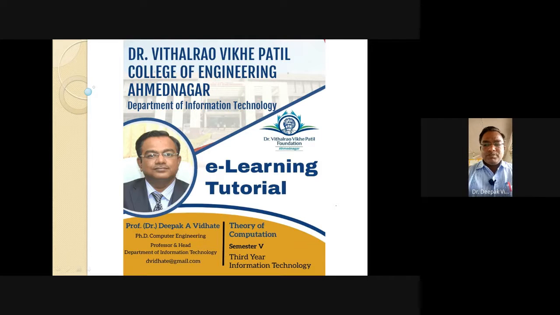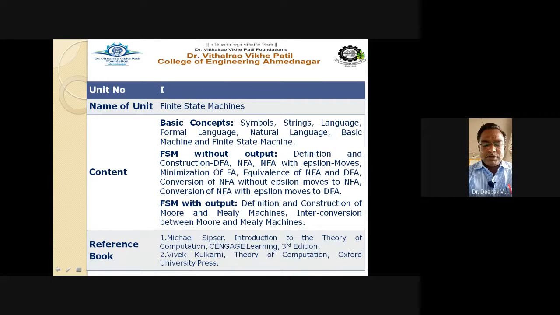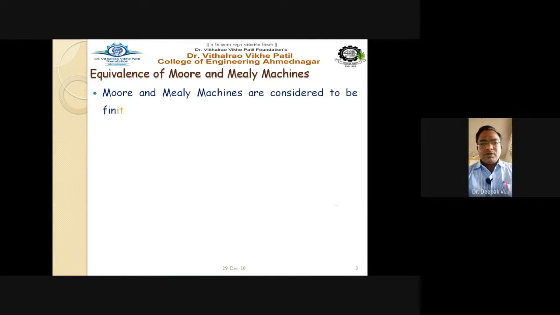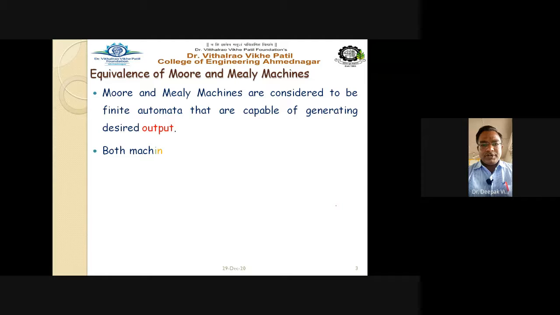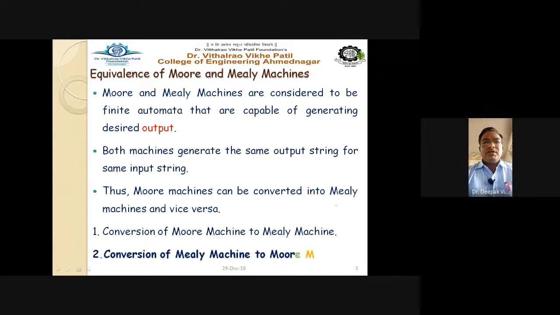In the previous lecture, we discussed the conversion. These two machines do not contain any final state. We already discussed that there is no final state in the Mealy or the Moore machine. From the equivalence point of view, both machines are equivalent. You input any string and you will get the same output by executing both machines. The conversion of Moore machine to Mealy machine we have already discussed.